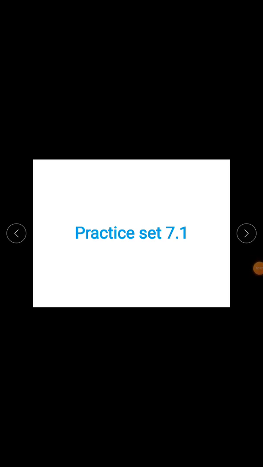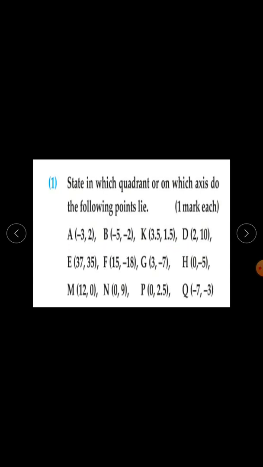Now we will solve questions from practice set 7.1. Practice set 7.1. Now question number 1. State in which quadrant or on which axis do the following points lie?